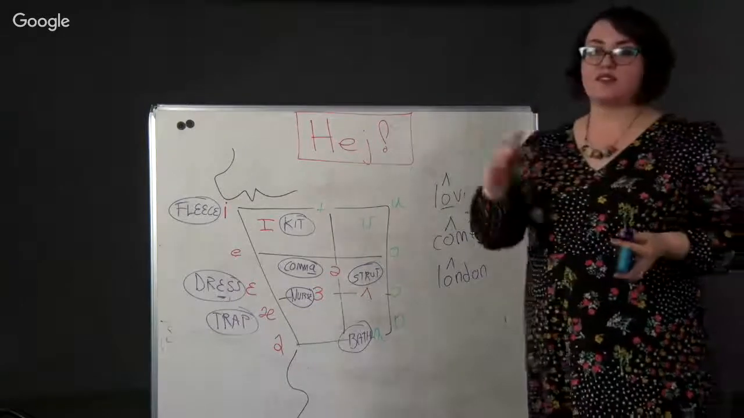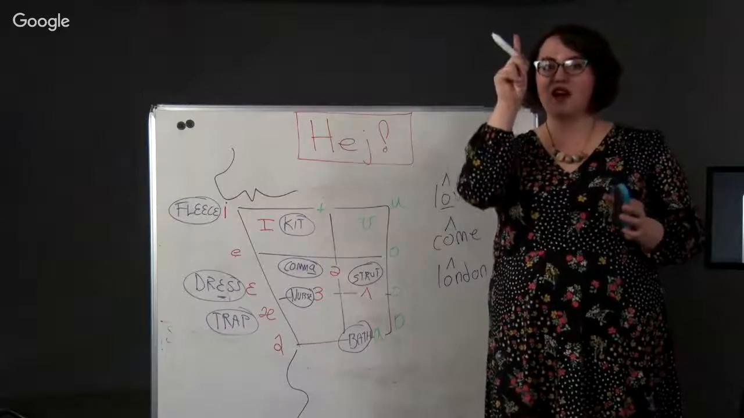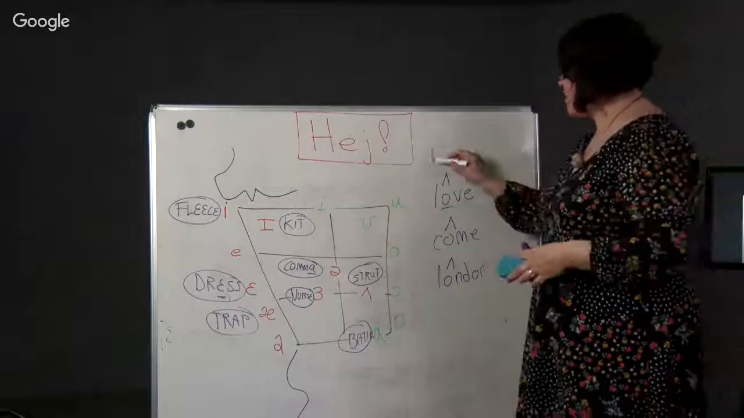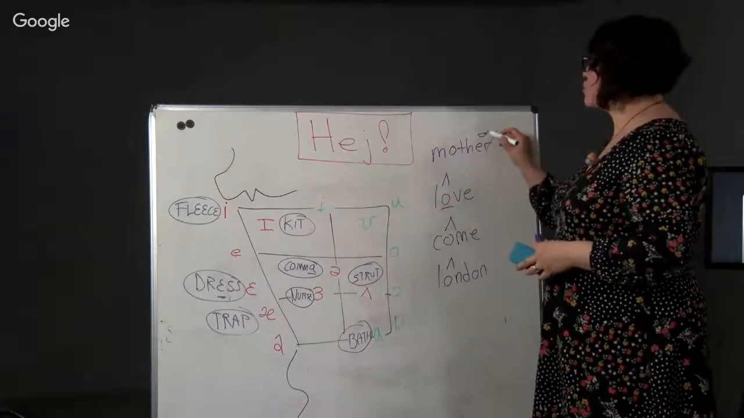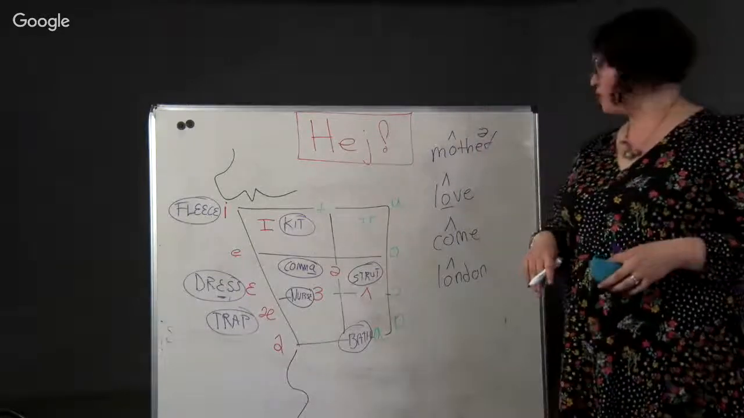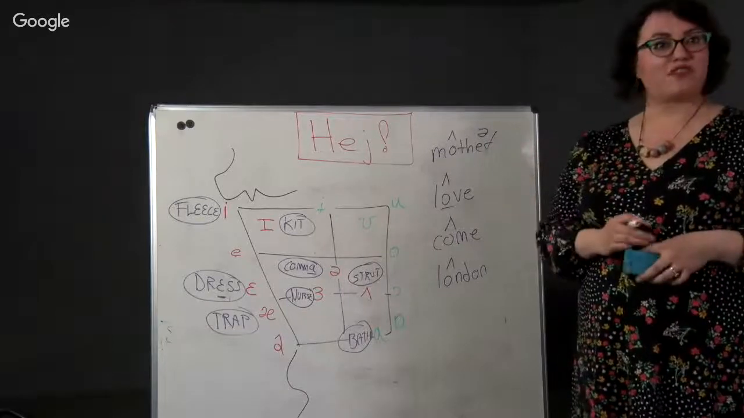So can we try this? Put up your hand, say, come to London. Come to London, mother. Now here's a confusing bit. I just said mother. That would be a schwa. That would be the hut. So, come to London, mother. Boom. Do we have a question?